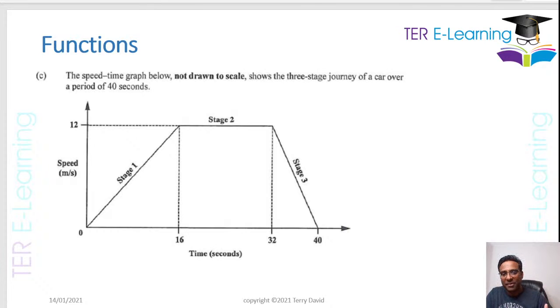When you have a speed time graph, there are two things they can potentially ask us. They can ask us to find our acceleration, and they can also ask you to find distance traveled. Those are two things that CSEC can ask us to find, acceleration or distance traveled.